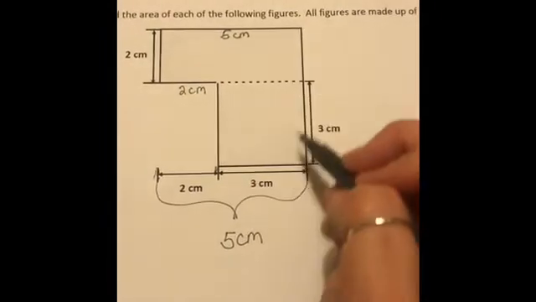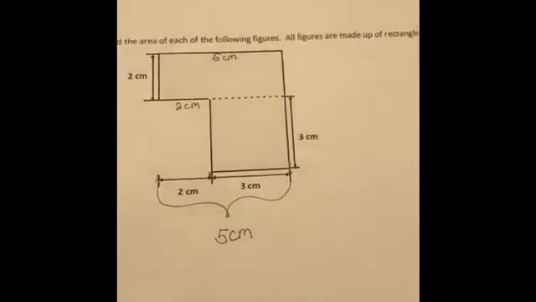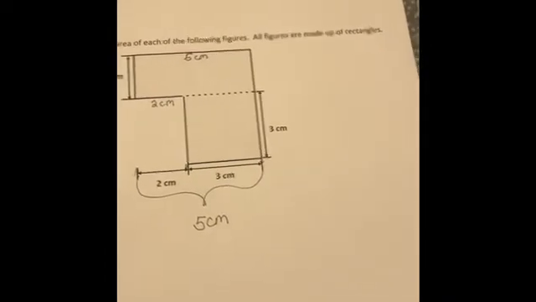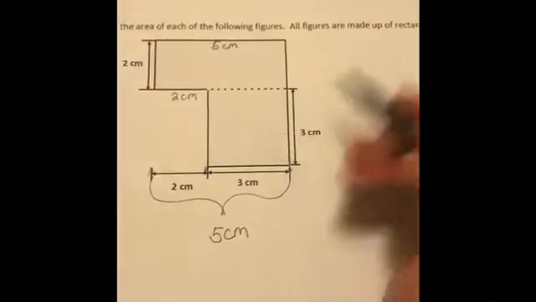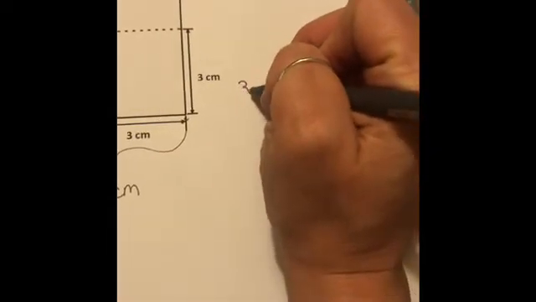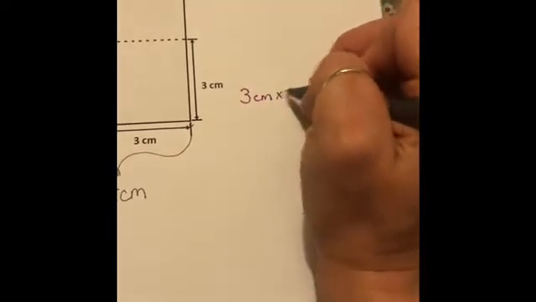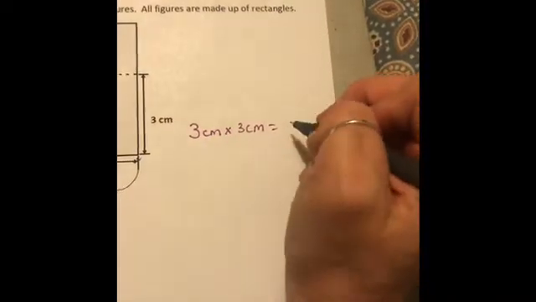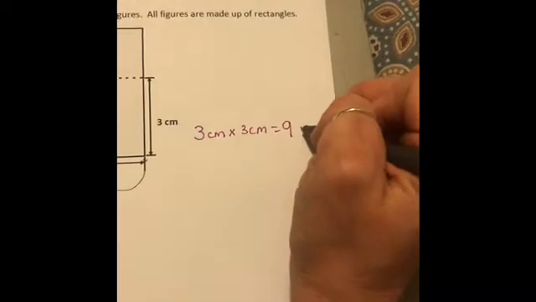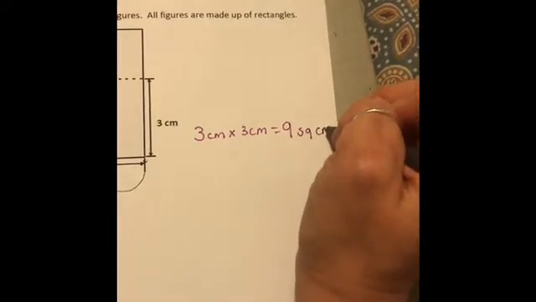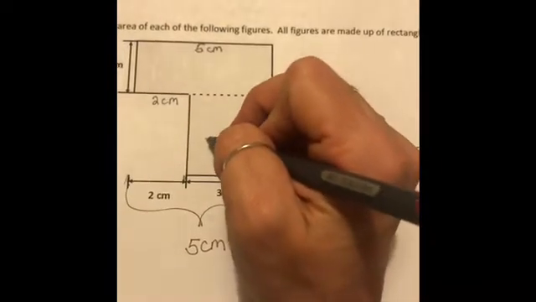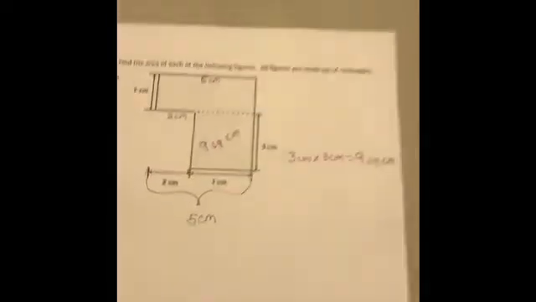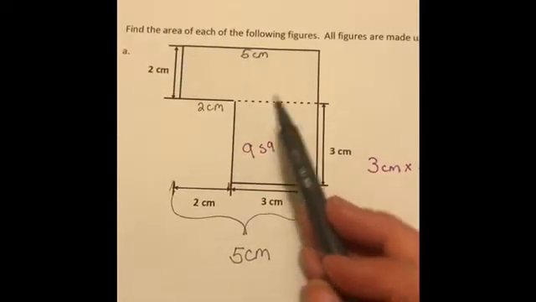What I see, let's start with the square. What I see is that 3 centimeters and 3 centimeters can be multiplied to come up with the area of the square. So I'm going to write that equation over here. Length times width equals area. So 3 groups of 3 is 9, don't forget the square centimeters. So the area here is 9 square centimeters. So now I have found the area of the square.